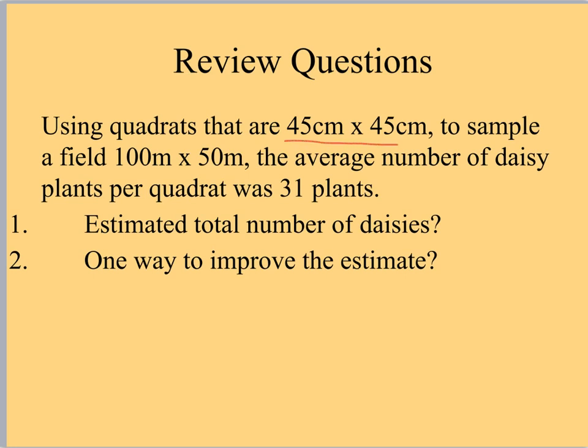So if you're doing foundation, the first thing you've got to do is turn this into metres. So this would actually be 0.5 metres times by 0.5 metres. And then you can work out how big the quadrat is. Then you're going to work out how big the field is. And then if you do the field divided by the quadrat, you can work out how many quadrats fit in the field. Once you know how many quadrats are in the field, this is telling you there are 31 plants per quadrat. So you can multiply that by how many quadrats there are. The second question asks you one way to improve the estimate, and we can talk about that in a second. Okay, so press pause, have a go at the calculation.